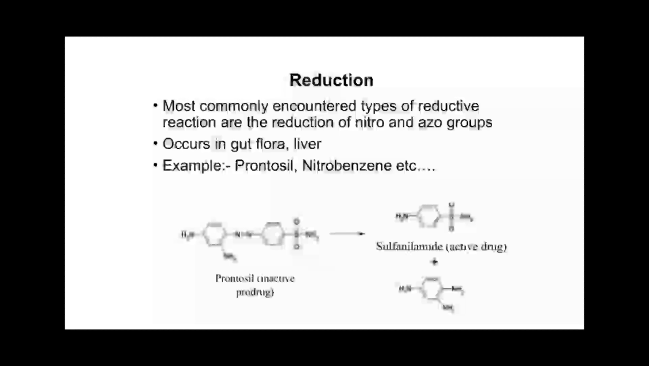Most commonly, when we talk about reductive reactions in biochemistry, we're referring to the reduction of nitro groups and azo groups. These types of reactions are quite significant because they often occur in the gut flora or in the liver, which are key sites of drug metabolism. For example, prontosil itself undergoes reduction to release sulfanilamide, which is the active antibacterial agent.